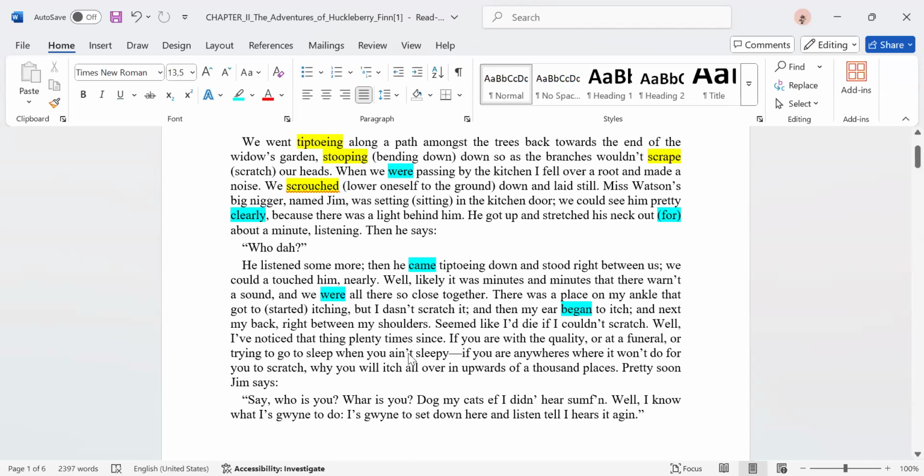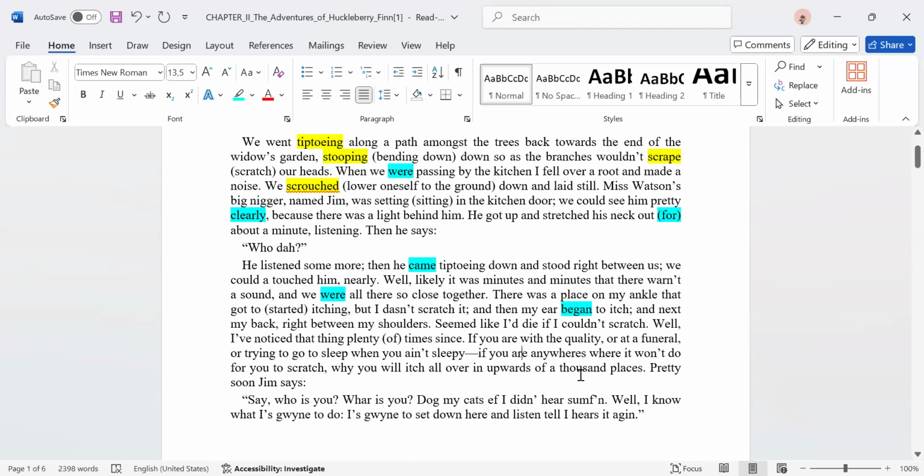"Well, I've noticed that thing plenty times since." I've noticed, from "I have noticed," is present perfect tense. And "that thing," I assume, refers to the itching incident from the previous text. So "plenty times" should be "plenty of times." I think it means so many times, like it's pretty often.